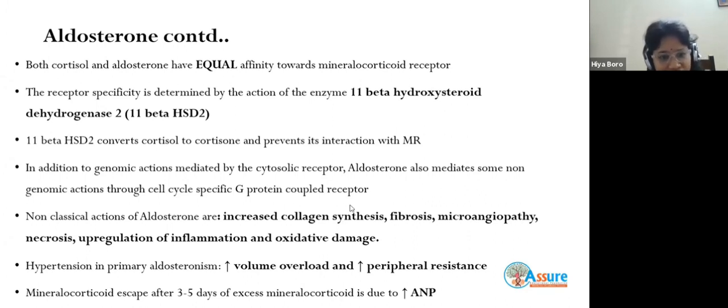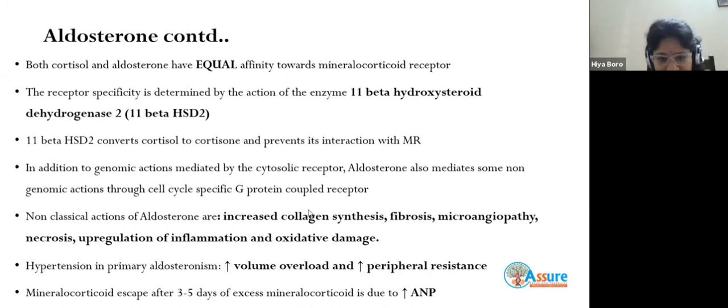Now, the classical functions of aldosterone, as we know, are to maintain the extracellular fluid volume and to retain sodium and excrete potassium from the body. So basically it causes hypernatremia and hypokalemia. However, these are the classical functions which are mediated by the steroid receptors. But there are some non-classical functions as well. So what are the non-classical functions of aldosterone?